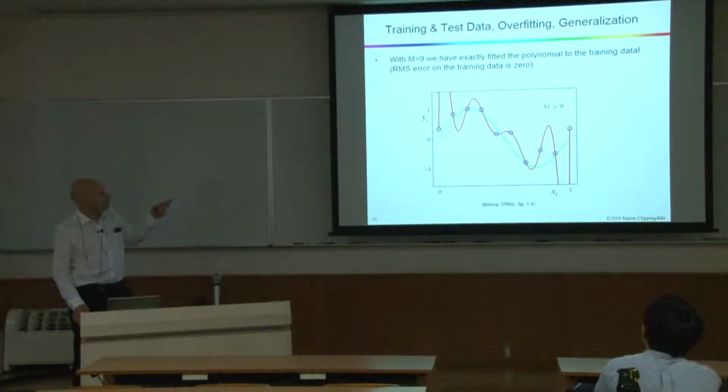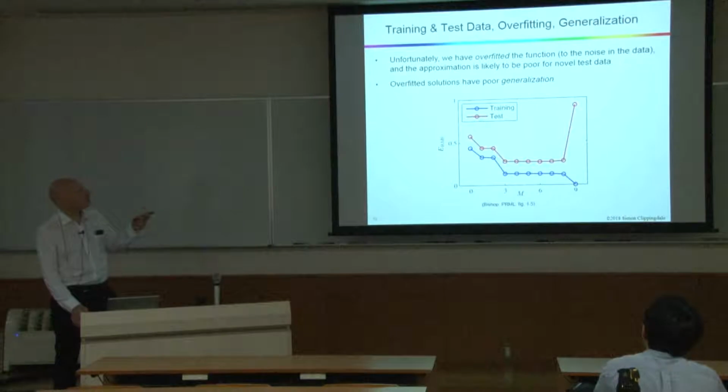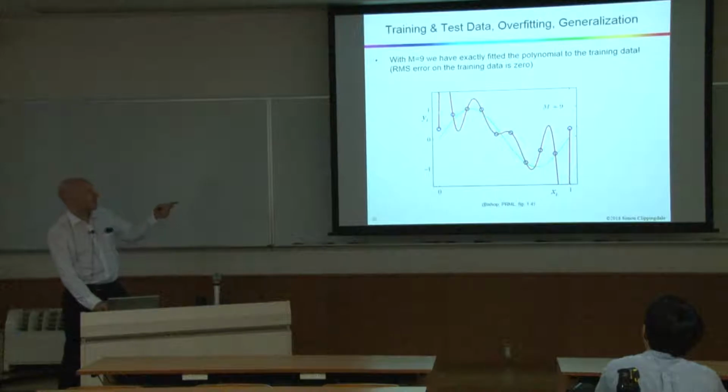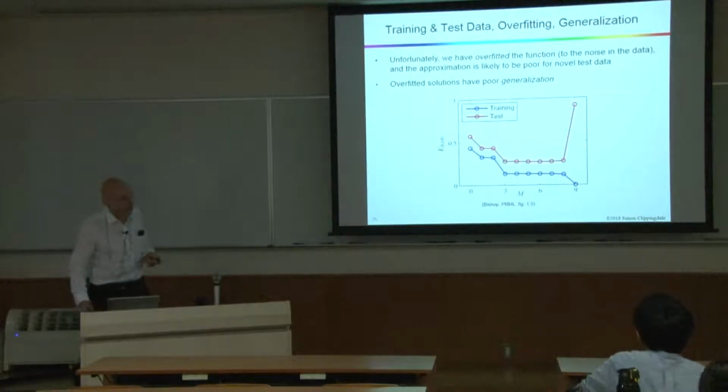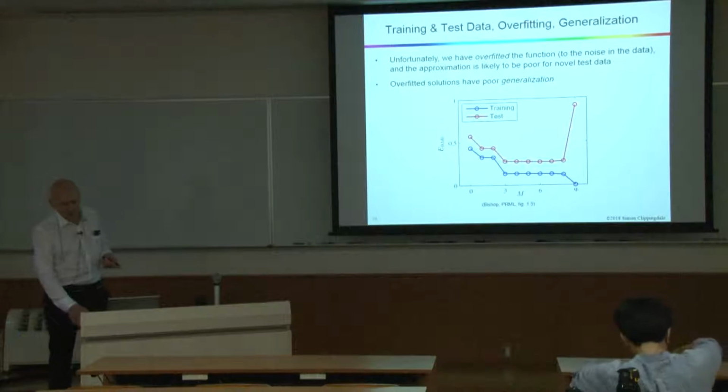Because although we've got 0 error on the training data now, you can see that an arbitrary new point is unlikely to be well approximated by this approximation. So we've overfitted that function to the noise in the data. If you look at this, the function is going all over the place just to try and accommodate the noise in the data. So the approximation is likely to be very poor for new test data, and that is usually rephrased as: overfitted solutions have poor generalization ability.